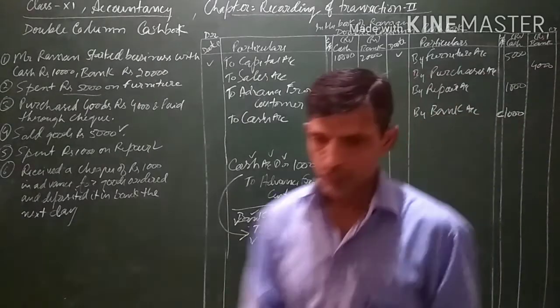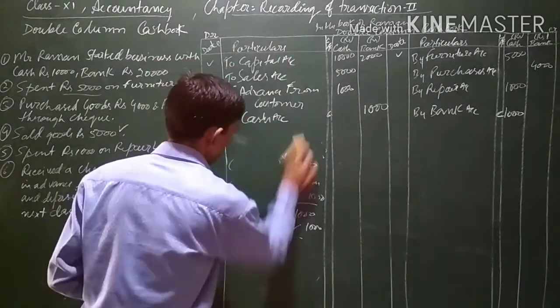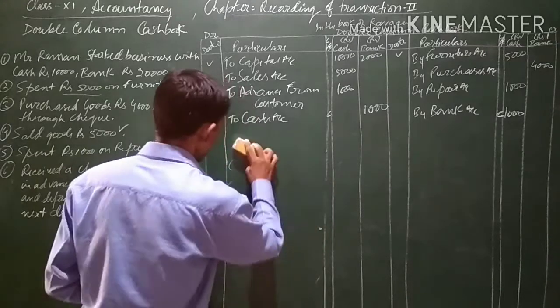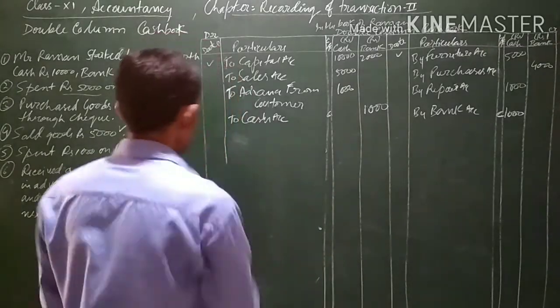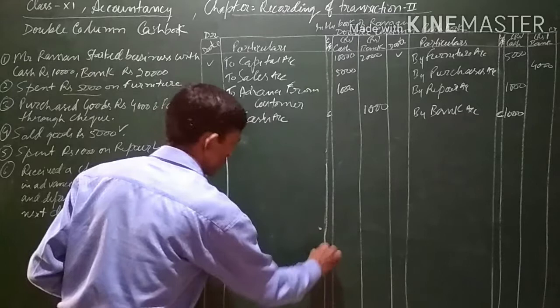Now this is all about the double column cash book, and the only thing left now is the balancing of the cash book. Now see how this balancing is being done.